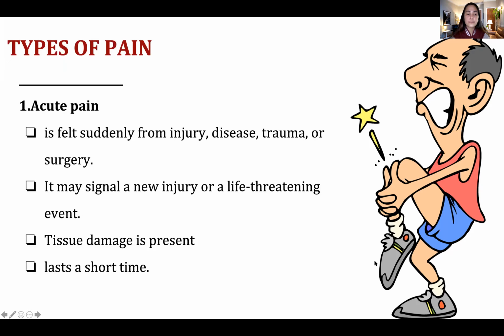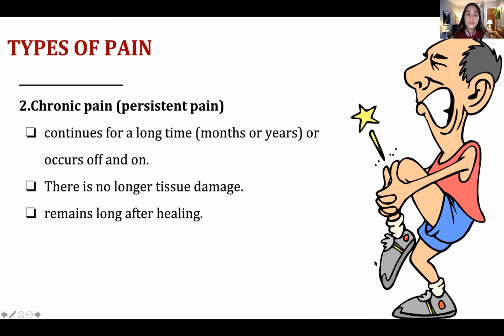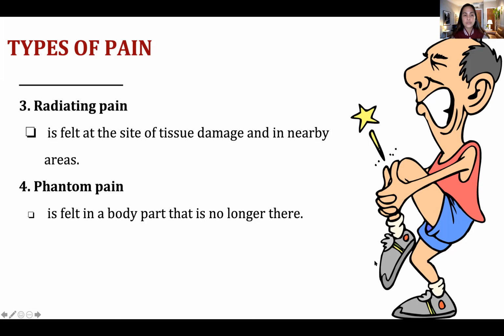So we have different types of pain. We have the acute pain. Acute means it's sudden. It lasts for a short time. While on the other way around, chronic pain or persistent pain is long lasting. It is continuous. It is a long time. So usually chronic pains are cancer pain, those with chronic conditions. So those are types of pain.